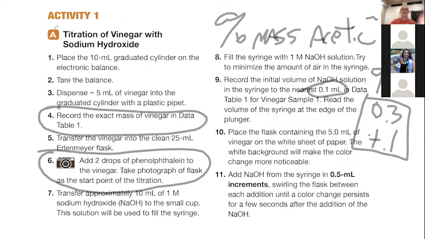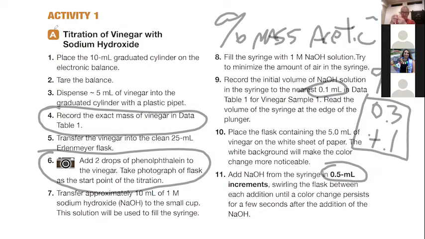So place the flask with your vinegar on a white sheet of paper. That's really important to do, because since we're looking at something going from clear to pink, it's really hard to see against a dark background. So if you get just some white paper and put that underneath, it makes seeing the color change much easier. And then we're going to add sodium hydroxide in 0.5 mil increments.